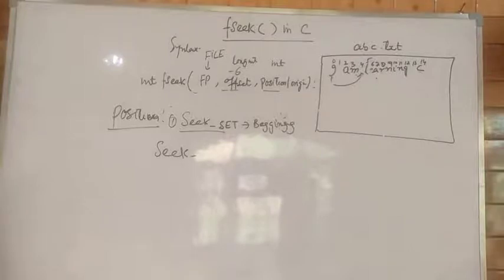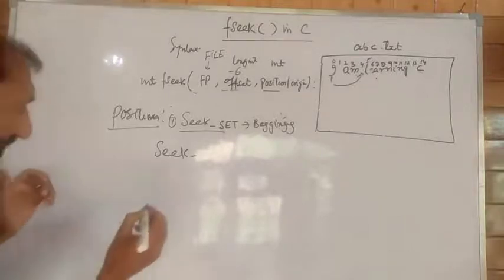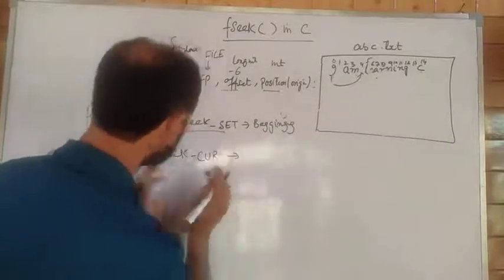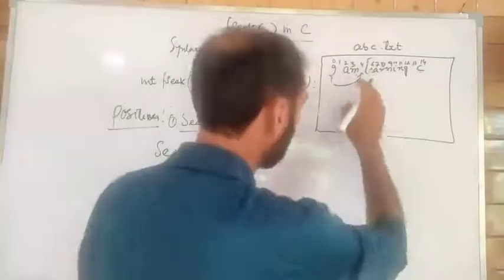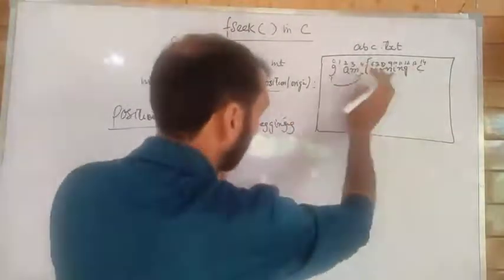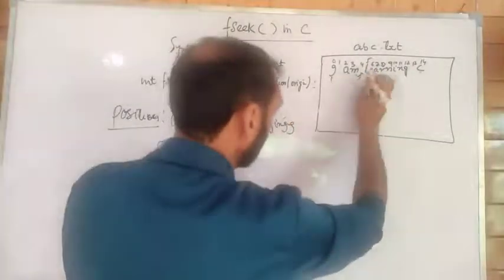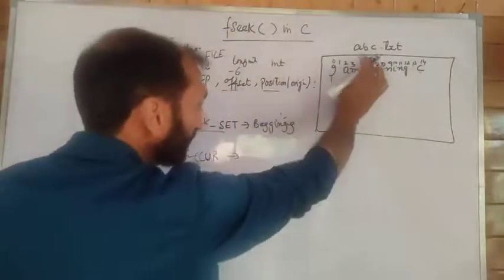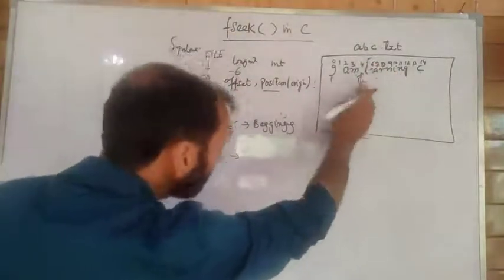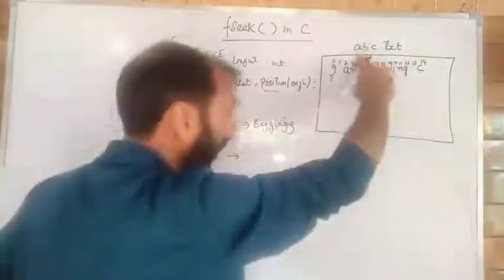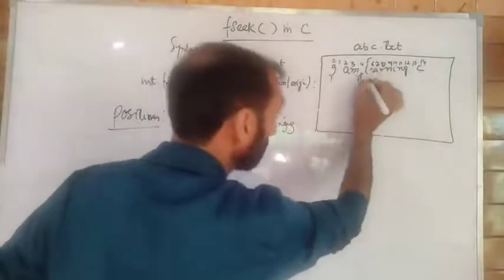Seek current, SEEK_CUR. What does this indicate? This indicates from the current position. For example, you have used seek beginning and 4 bytes forward, then at present the cursor is here. So the current position of this cursor is 4. You want to then move this cursor from the current position, that means from index number 4 to index number 6.